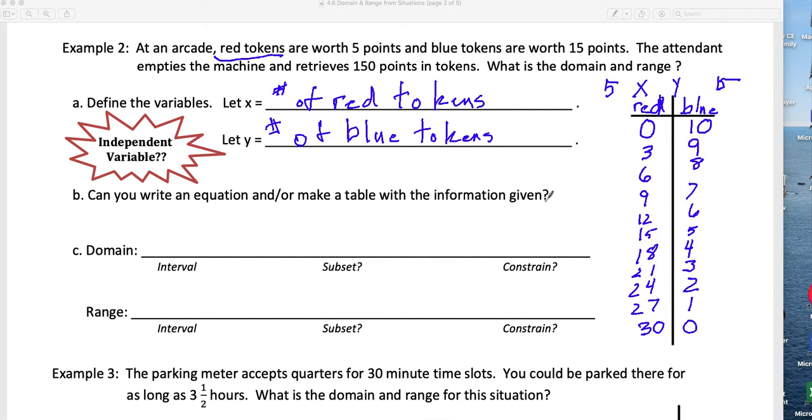We're not going to try and write an equation, but we've got everything we need to describe this domain and range. So my interval is from 0 to 30 on the reds. So 0, all right, I don't have any negative numbers. I don't need integers. I do have 0, so I'm going to go ahead and describe this with whole numbers again. And I do have a constraint because these are multiples of 3.